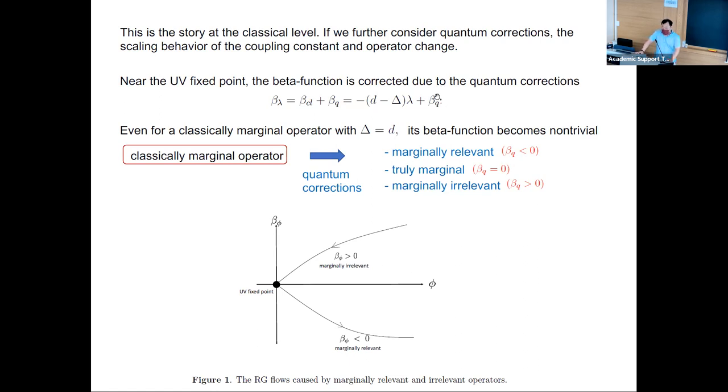But if the quantum correction does not give a non-trivial beta function, then the theory is truly marginal. So that means even with the quantum correction, the theory is conformal, independent of the scale. If the quantum correction gives rise to a positive beta function, then the marginal operator is changed to a marginally irrelevant operator. So this is the story if we consider more quantum corrections.